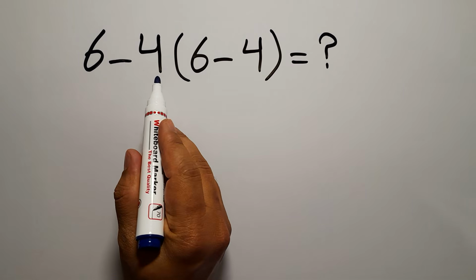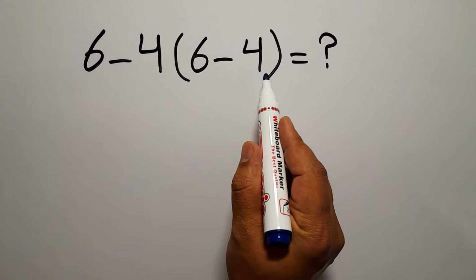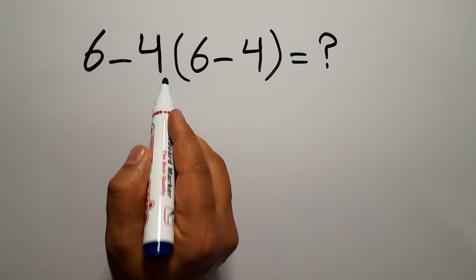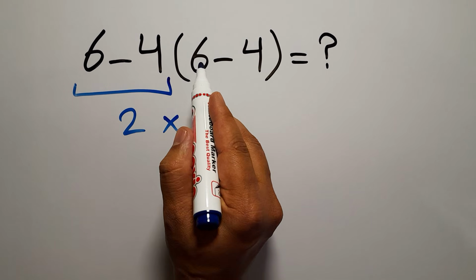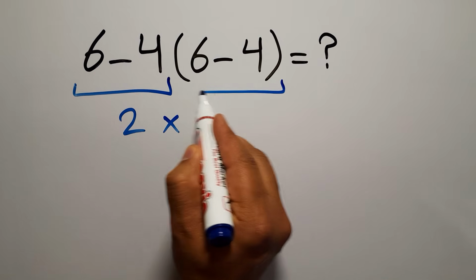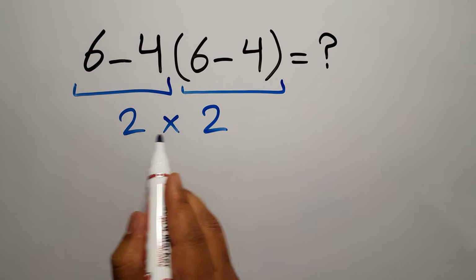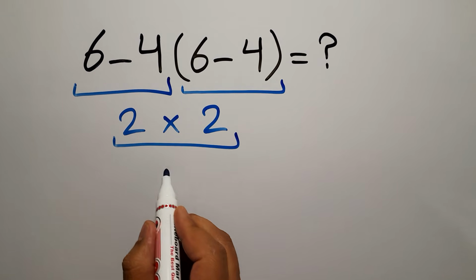6 minus 4, then times 6 minus 4. 6 minus 4 is just 2. So 2 times, again we have here 6 minus 2. Okay, and 2 times 2 is just 4.